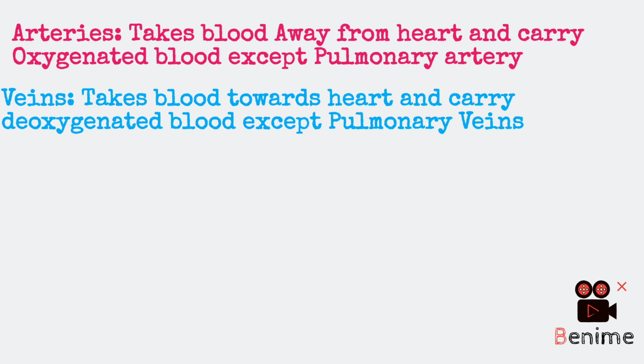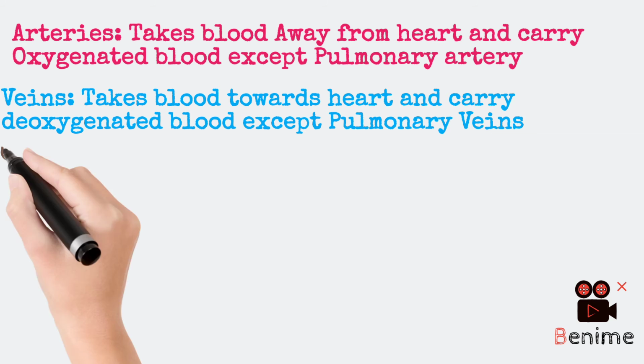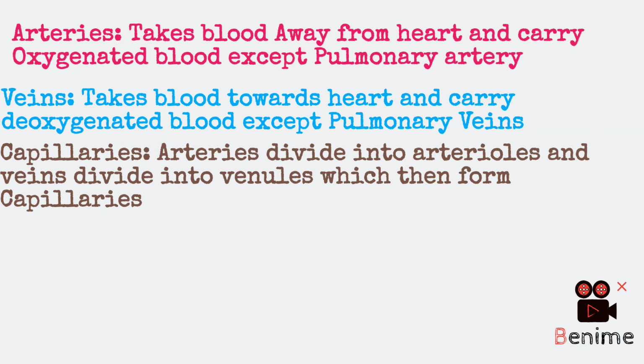Then there are veins. These are the vessels that take the blood towards the heart from the body, and they carry the deoxygenated blood, except for the pulmonary veins that carry the oxygenated blood.